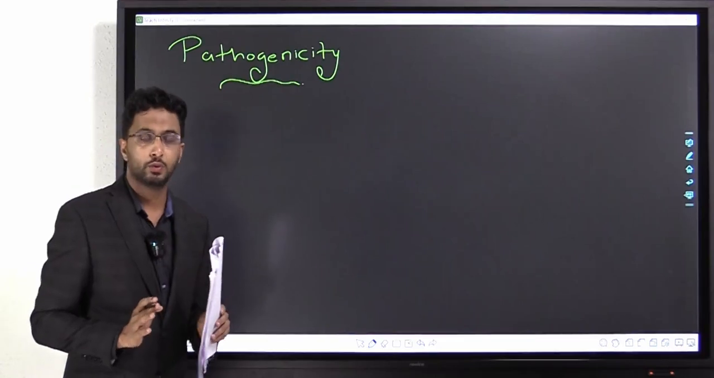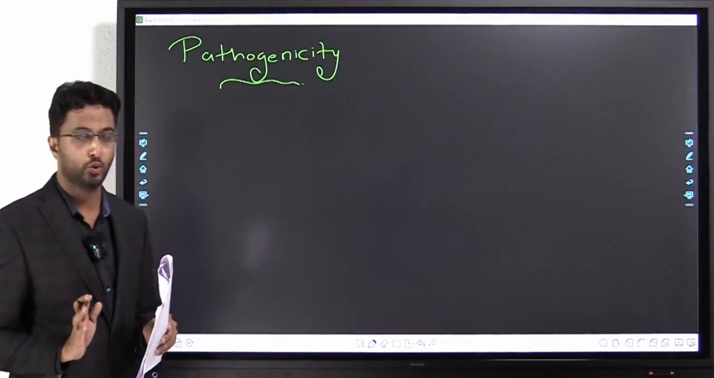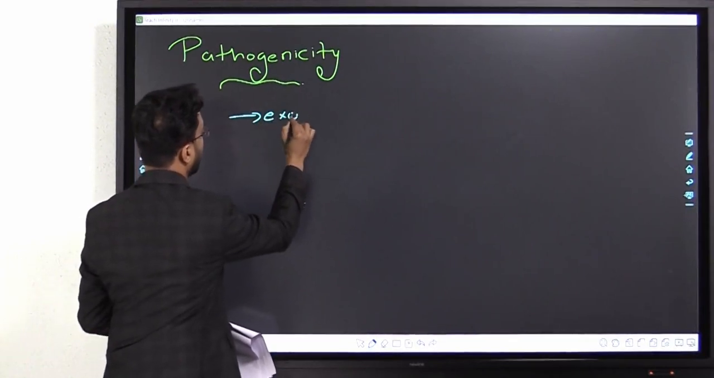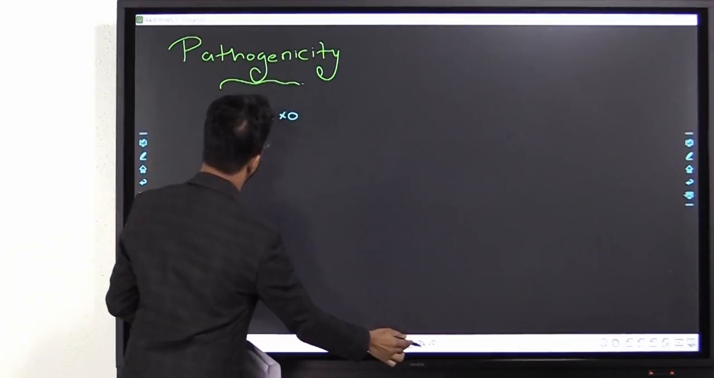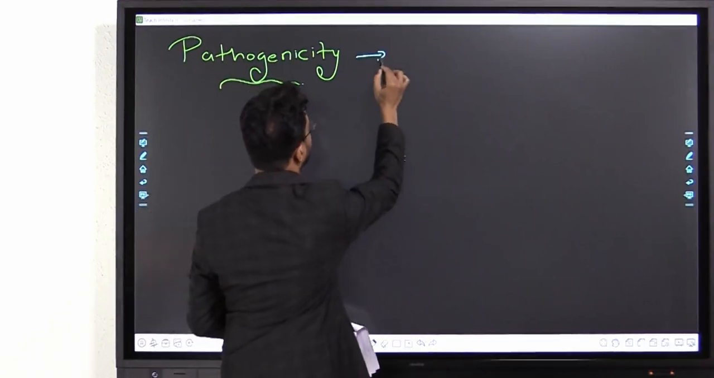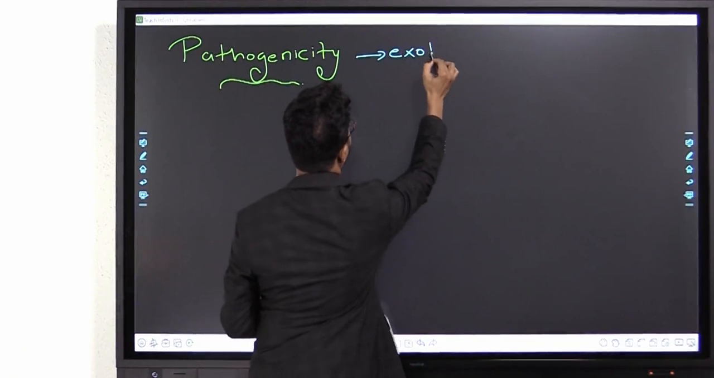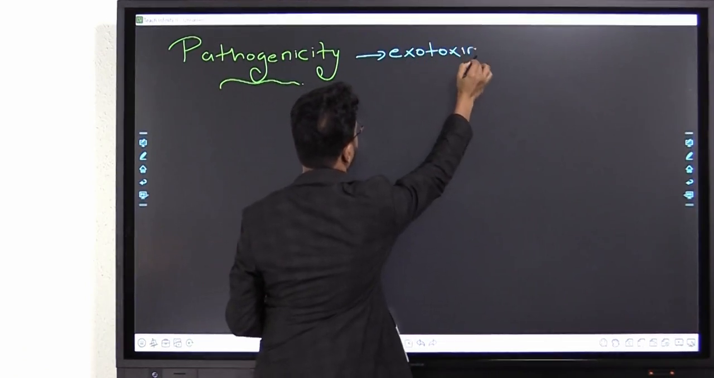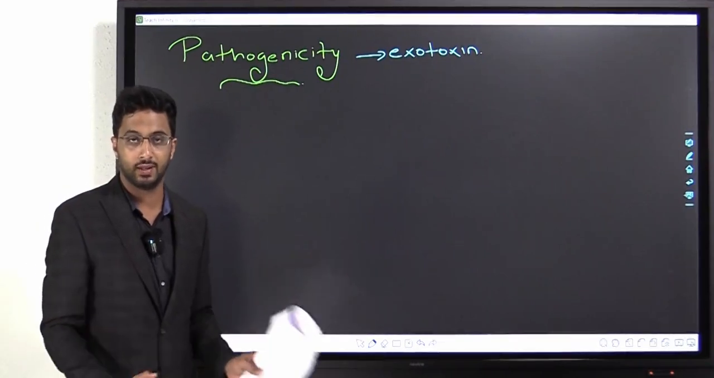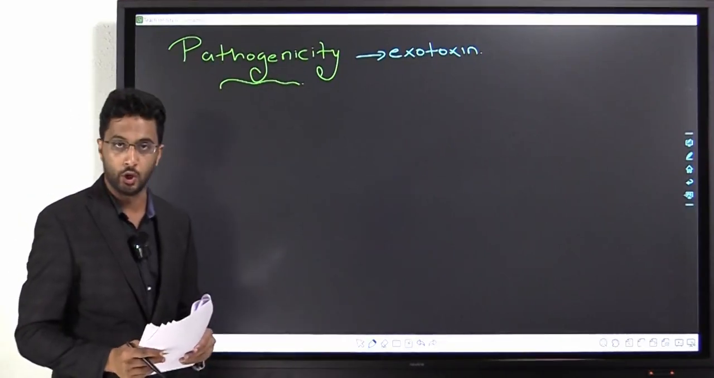Fine. Now, the most important thing which you have to know here is exotoxin. Okay, I'll just write it here, because you will need more space. The most important thing which you have to know here is exotoxin. If you know exotoxin, you know diphtheria. Okay, if you know exotoxin, you know diphtheria.